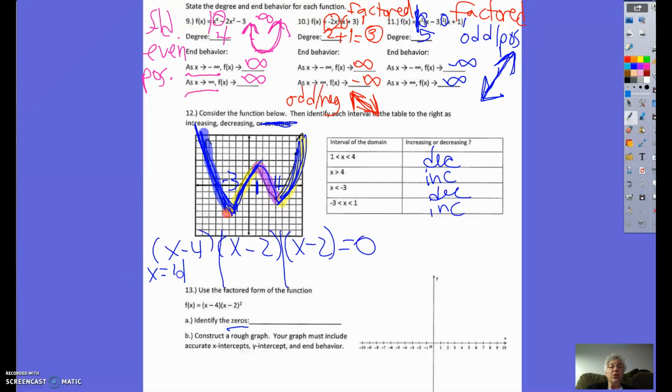X equals 4 is the first x-intercept, or 0. So if I'm going to make a list, I'm going to say +4 is my first 0. X minus 2 means the solution is x equals 2.